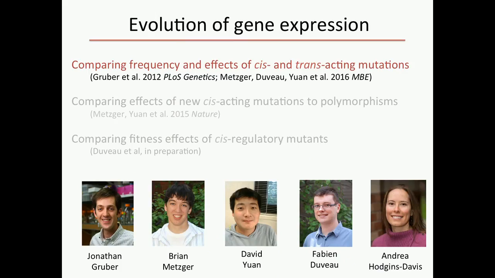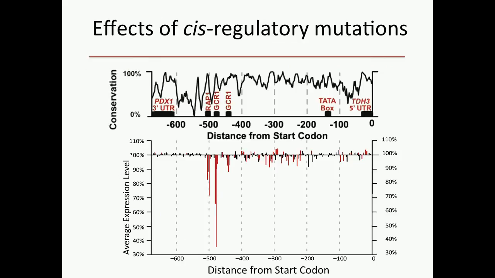Okay, so what have we found? Again, first I'm going to give you some highlights of published work comparing the frequency and effects of cis and trans-regulatory mutations, because they don't provide an equal source of variation, even for this one gene's expression.